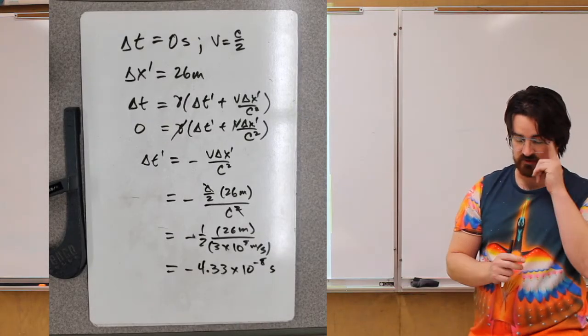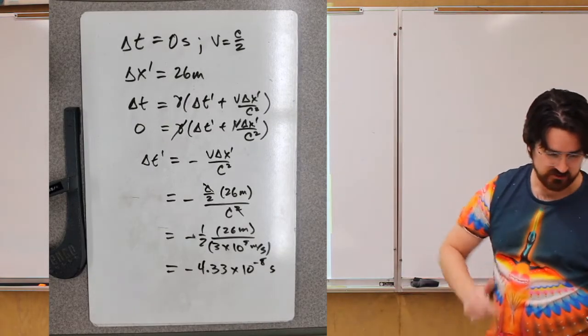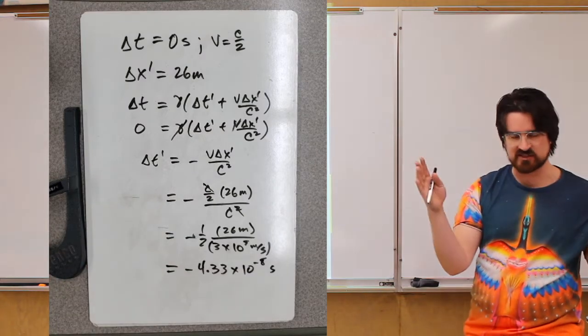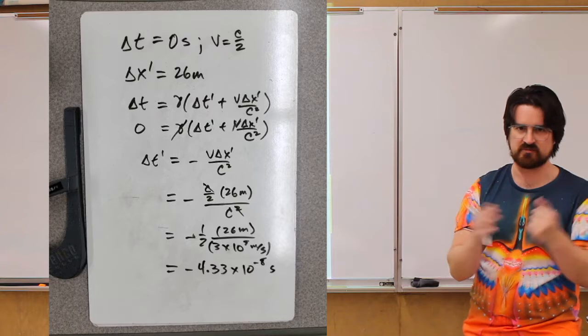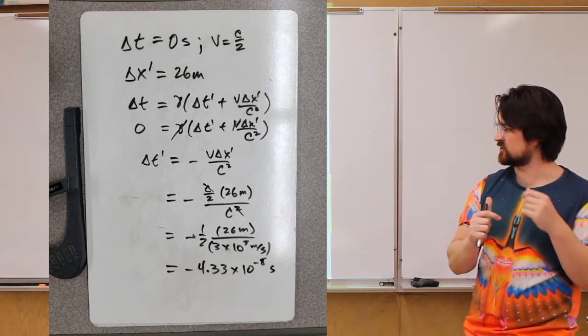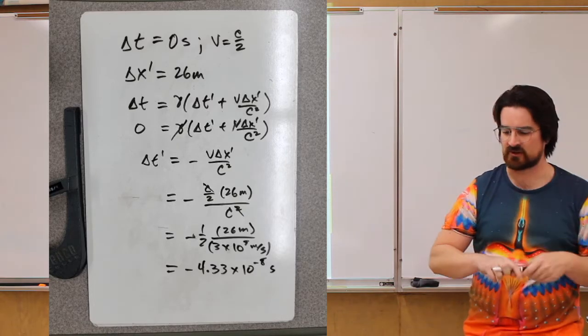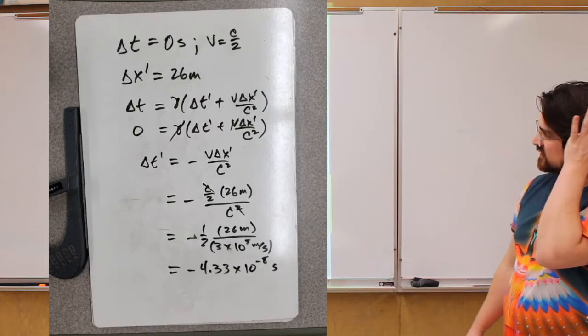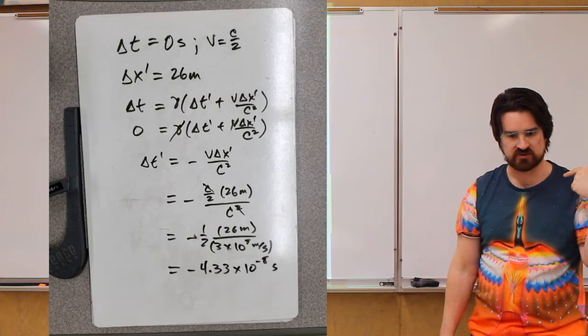Very short time interval, even though the train is moving at half the speed of light. The distance between these events is very short when you're thinking about light traveling. 26 meters, not very far. And it's negative, meaning that the person is actually seeing the front of the train flash before the back of the train.